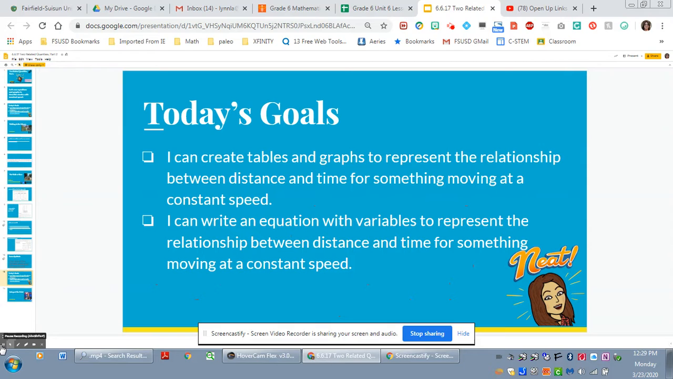Okay, so today's goals were to create tables and graphs to represent the relationship between distance and time for something moving at a constant speed, and to be able to write an equation with variables to represent the relationship between distance and time for something moving at a constant speed.